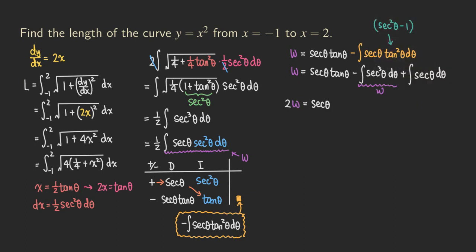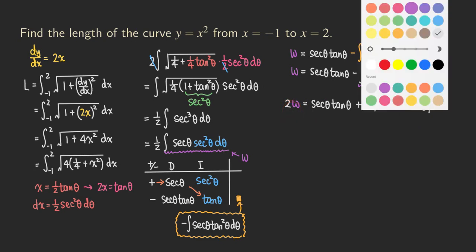Then you get secant theta tangent theta, and then plus. Now we can integrate this one really easily, if you remember its antiderivative. Otherwise you will have to do more integration. So we get secant theta plus tangent theta. The antiderivative of secant is ln of the absolute value of secant theta plus tangent theta. Is that okay so far? Now we are solving for W, so we can just divide both sides by 2.